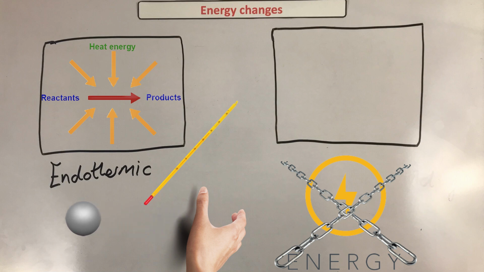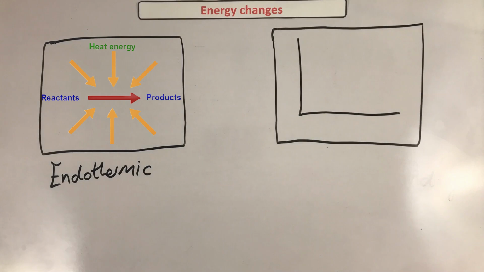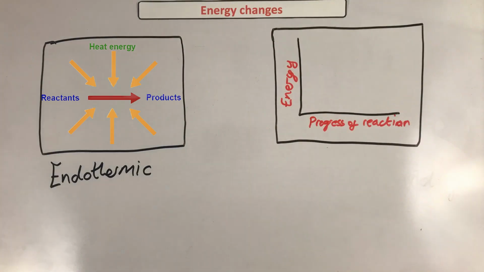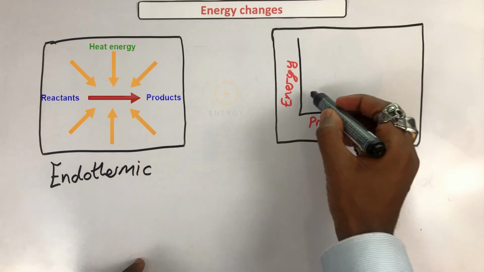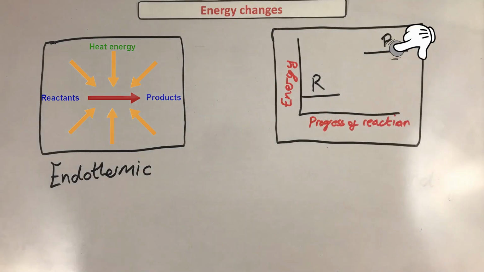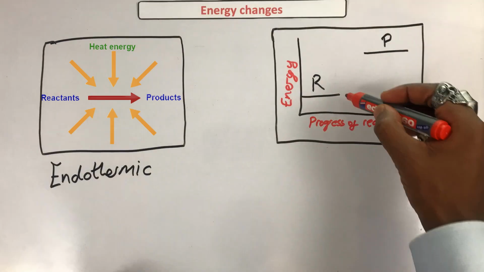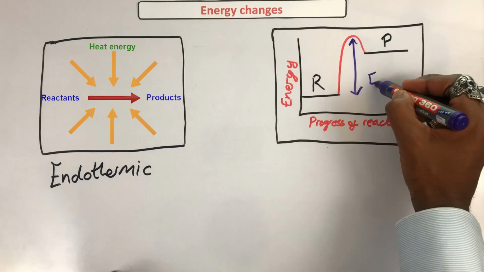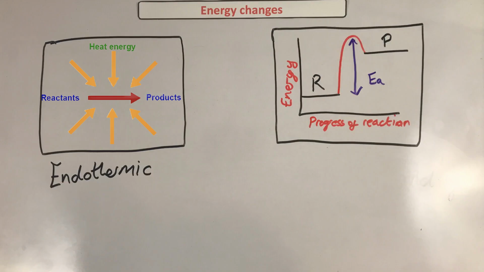We can plot this change in energy on a reaction profile. Energy is on our y-axis and time or progress of reaction goes on your x-axis. The reactants have a certain amount of energy, but then energy is absorbed as the reaction happens. So the products have more energy than the reactants. In reality, there is actually a little bit of energy that must be absorbed for the reaction to get going. This energy is called the activation energy, and we measure it from the reactants to the top over here.